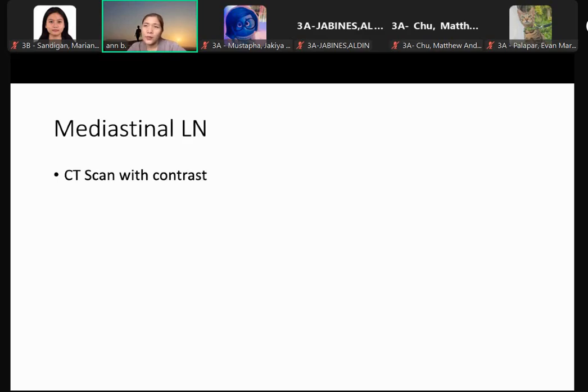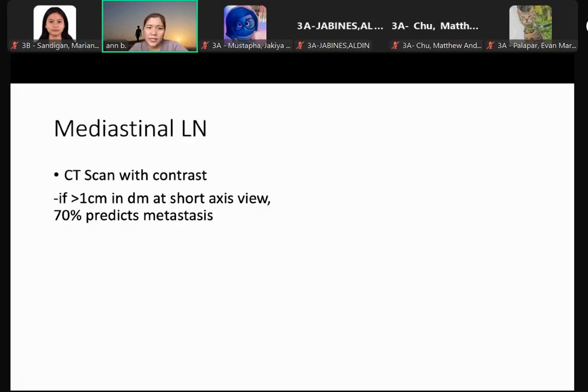So again, important when we do the staging is the CT scan with contrast for this patient. If a lymph node is greater than 1 cm in diameter of short axis, most of these lymph nodes are positive, or 70% predicts metastasis. So even with one pulmonary nodule or if it is a pulmonary mass, if in CT scan the radiologist reads it as greater than 1 cm in short axis view, with 70%, it predicts metastasis.